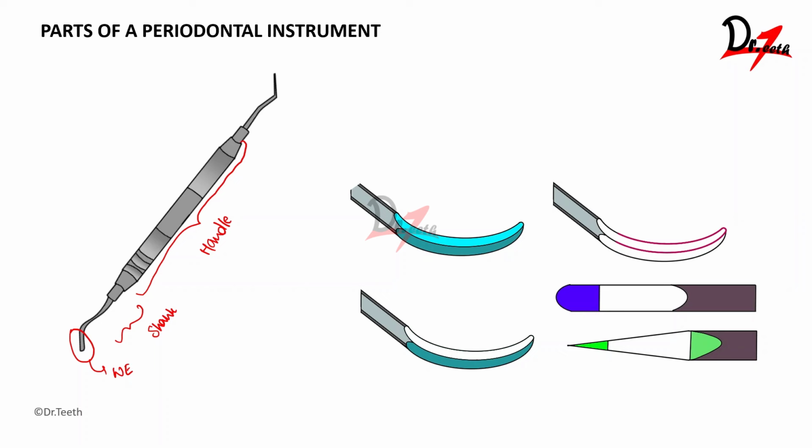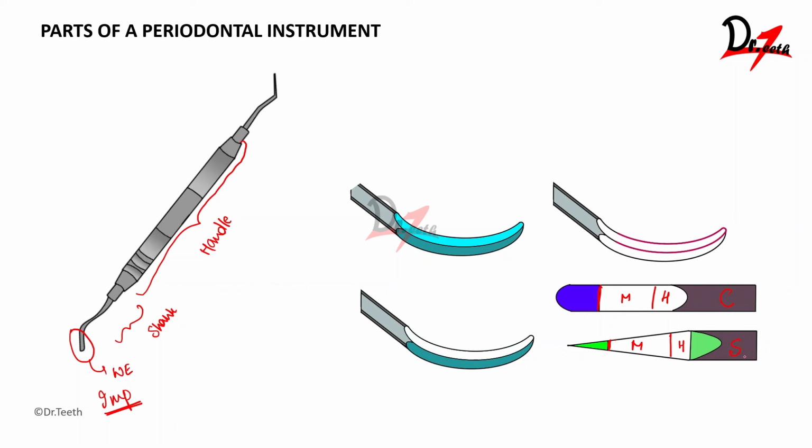Now, talking about the working end of the instrument, this is very important. The working end again depends on the type of instrument. So here we have a scaler and here we have a curette. The working end is divided into three parts. You have the heel. This portion will be our heel. Then you have the middle portion of the working end. And ultimately you have the end portion.